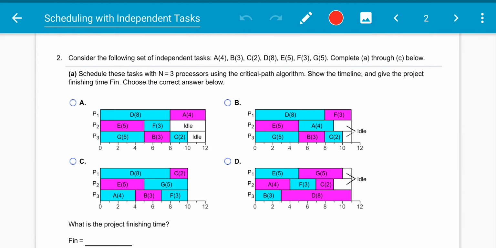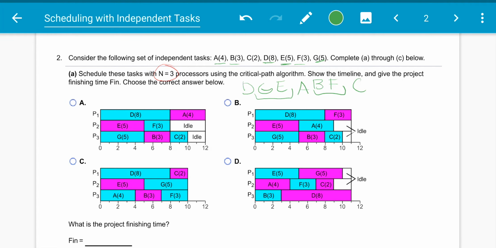So we're going to do the same thing on this one. We have a set of independent tasks, and we're going to schedule it with 3 processors. We're going to start with the largest number and move to the smallest. These aren't given in order of largest, so we're going to look at it. Our largest number is D, and then our next largest are G and E, which are both the same. Let's make sure we note that. Then we have A. Then we have B and F, which are both the same. And then we have C at the very end.